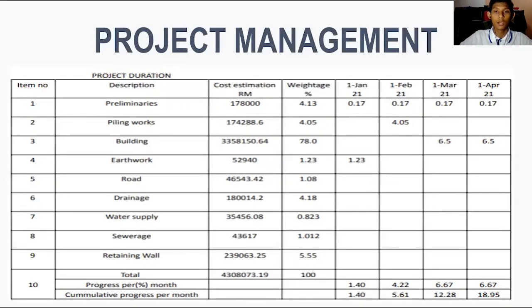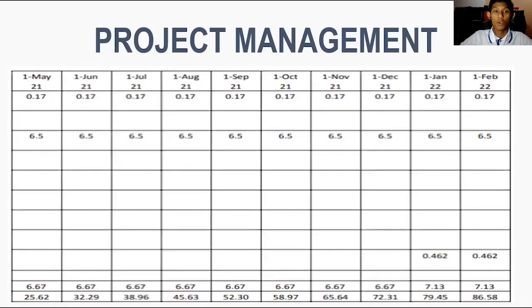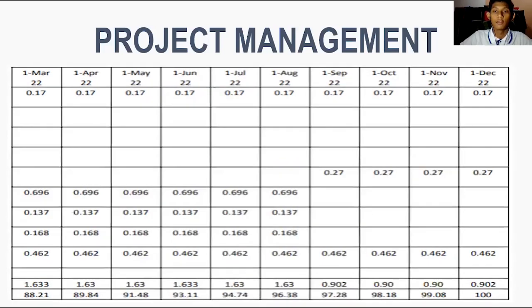The table shows our cost estimation and work progress. Basically, we estimate our project duration is a 2-year period. We start our project on 1st January 2021. For the first year, only preliminaries, piling, and building works are involved. Only in the second year, we work on the retaining wall, sewerage, water supply, and drainage. And finally, in the last 4 months, we proceed with the road works.